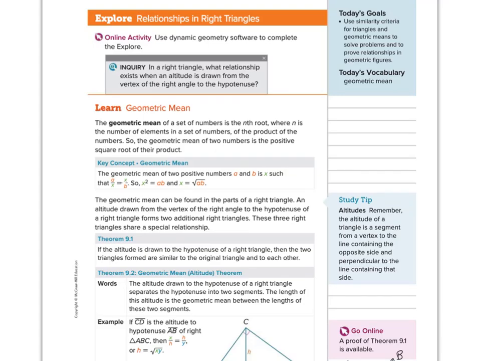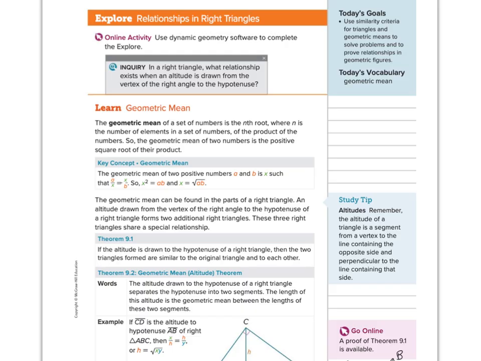So now that we are going to start talking about the geometric mean, we are going to start seeing some similarity properties applied to our right triangles. And in doing so, I'm going to try and connect that to the geometric mean. But here, the geometric mean of a set of numbers is the nth root, where n is the number of elements in the set, of the product of the numbers.